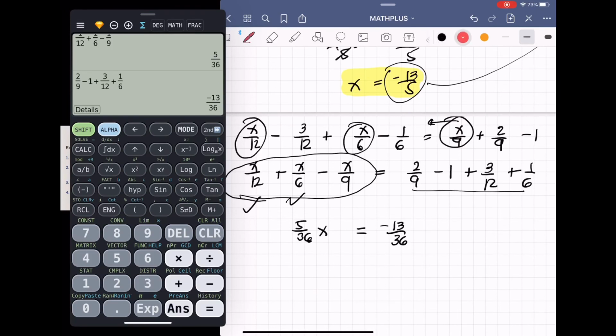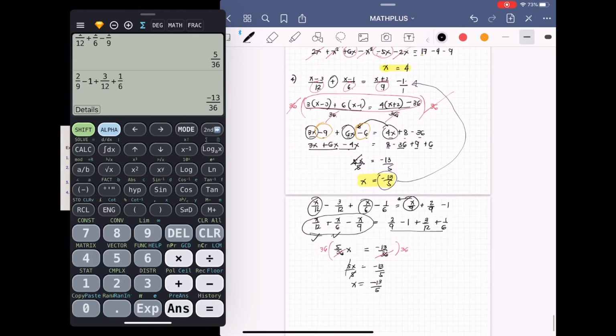As you can see, 36 appears on both sides of the equation, which I can cancel. If I multiply both sides by 36, I'll be left with 5x equal to negative 13. I'll divide both sides by 5 to get x, which is the same answer, negative 13 over 5. And that's my answer for number 4. Okay. Next.